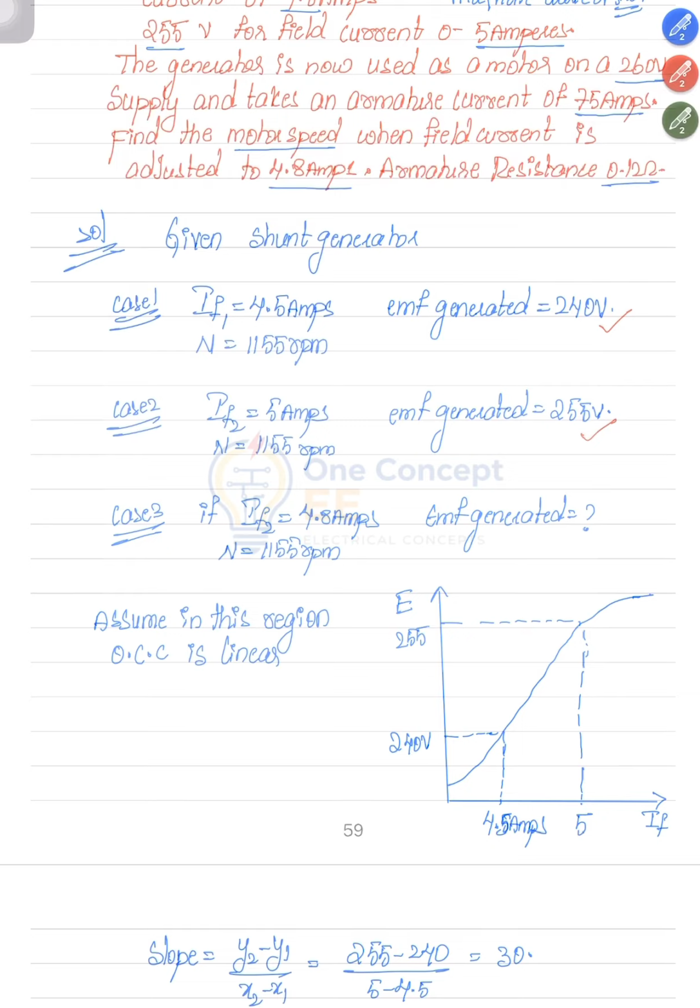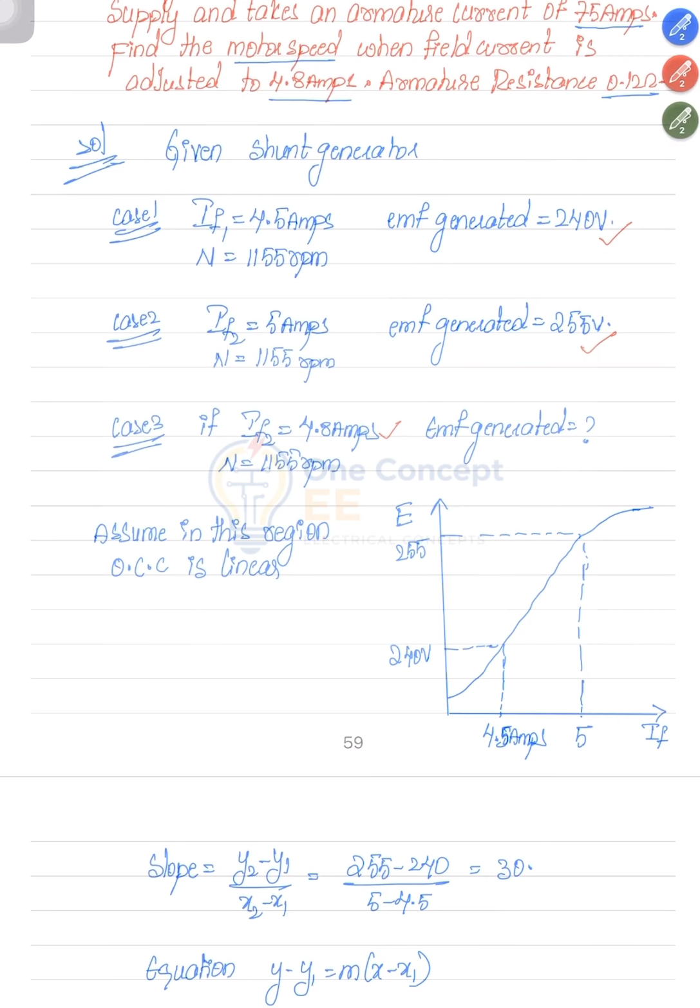Before going for the motoring condition, in the generating condition only, at a field current of 4.8 amps, what will be the generated EMF? Let's find this out first. Let's draw the magnetizing characteristics of the DC shunt generator. Here at a field current of 4.5 amps, it is generating an induced EMF of 240 volts. At a field current of 5 amps, it is generating an induced EMF of 255 volts. Now they are asking to find, at a field current of 4.8 amps, what will be the induced EMF.